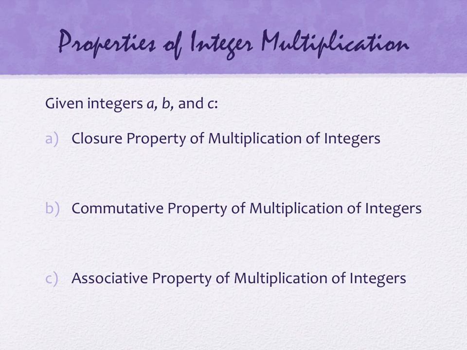The first one is the closure property of multiplication. The closure property says that when you take two integers and you multiply them together, you get another integer. So A times B is a unique integer. Okay, so for integers A, B, and C, A times B is a unique integer.